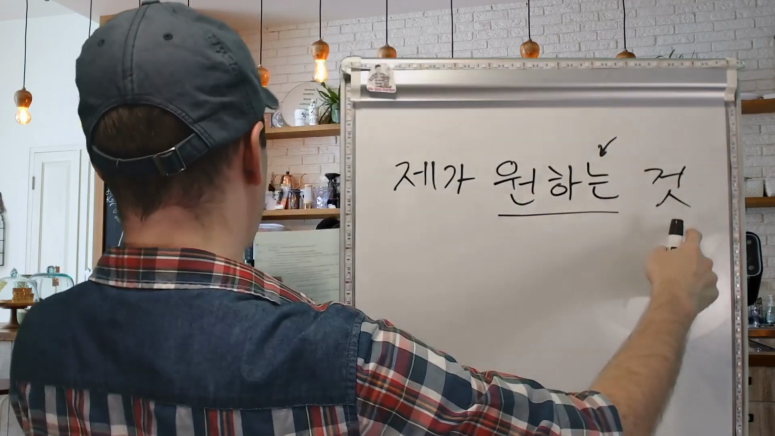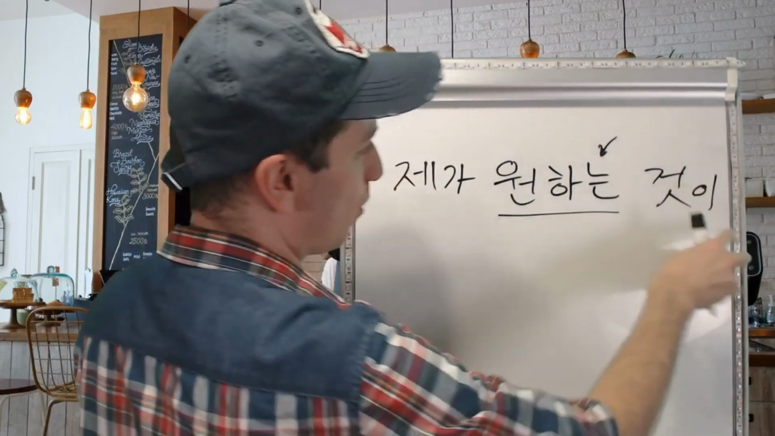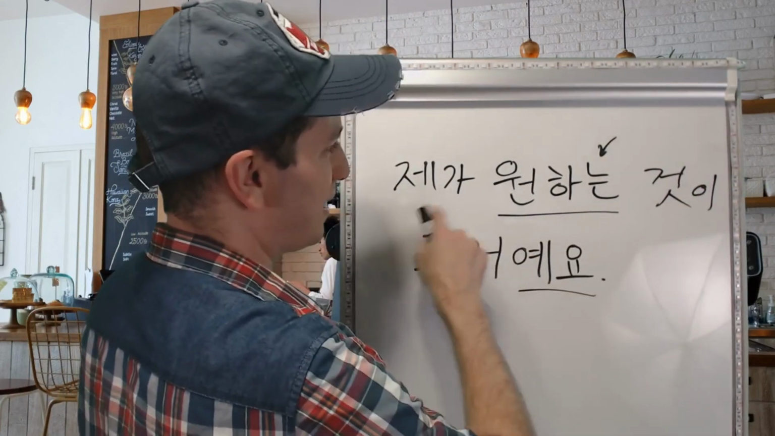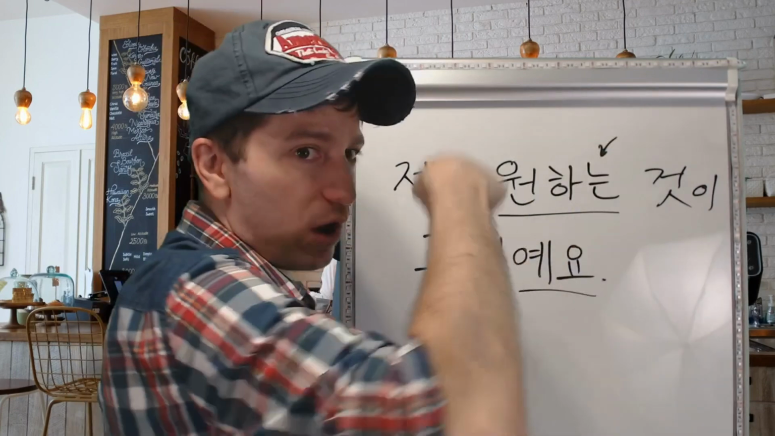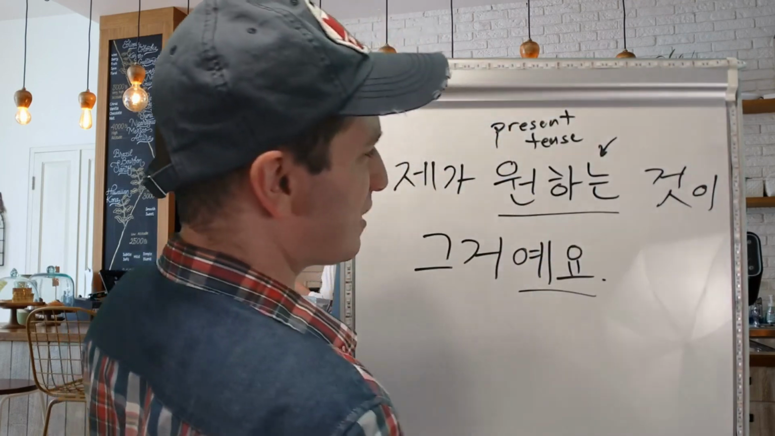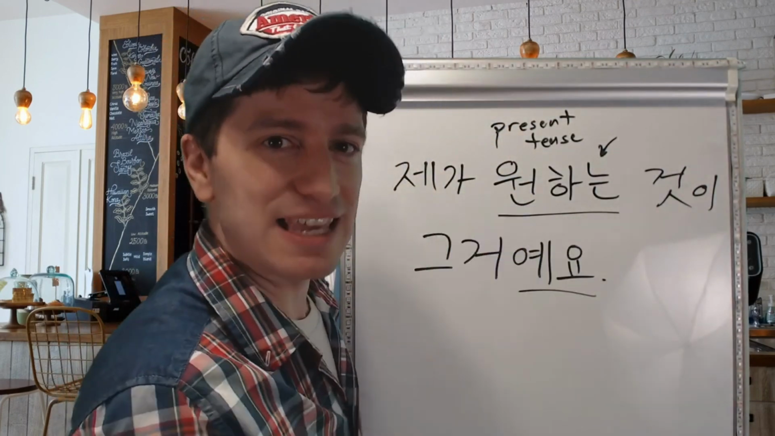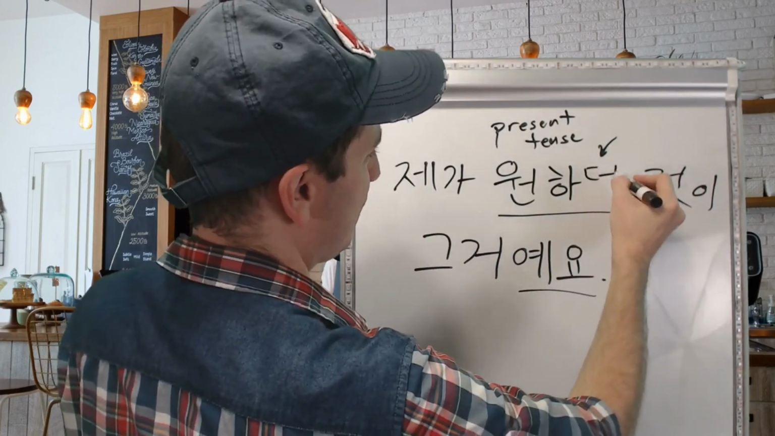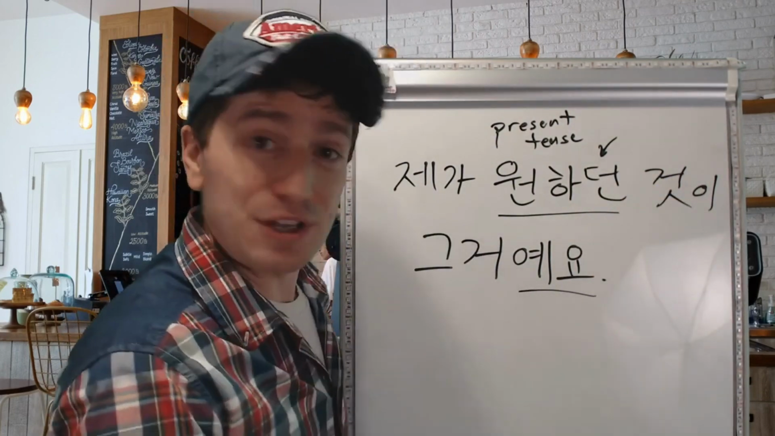철수 was eating. 제가 원하는 것이, so the thing that I want, 그거예요, is that. 제가 원하는, so what it is that I want. This is present tense. But what if you want to say the thing that I wanted? That is the thing that I wanted. 던. So we have 하다 becomes 하던. That's all you have to do to change it.